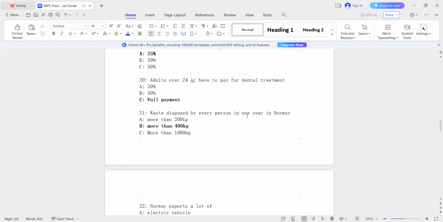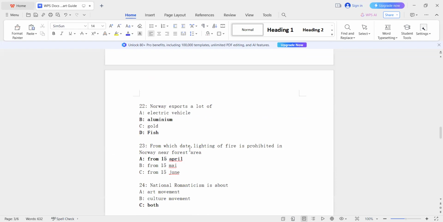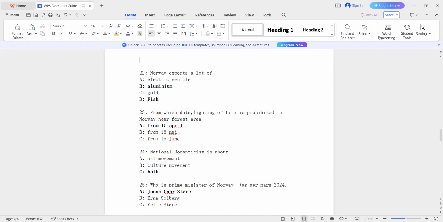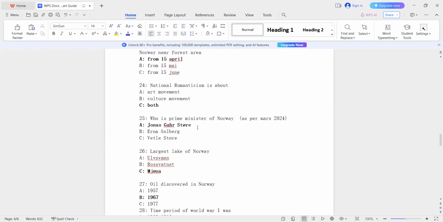Waste disposed by every person in one year in Norway is more than 400 kg. Norway exports a lot of aluminium and fish. From which date is lighting a fire prohibited in Norway near forest areas? From 15th of April. National romanticism is about art and culture, so both. Who is the Prime Minister of Norway? Jonas Støre. So it is also very important.